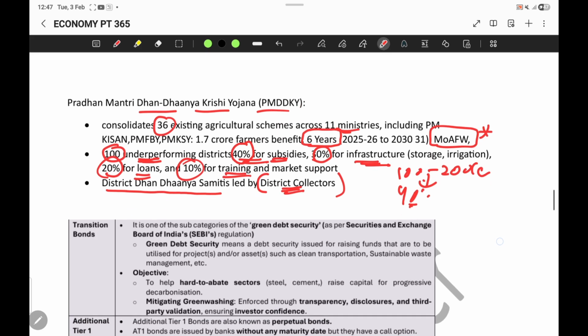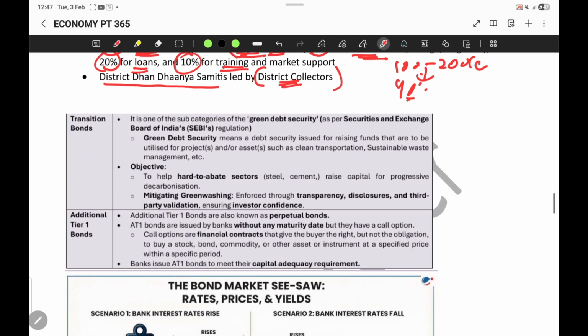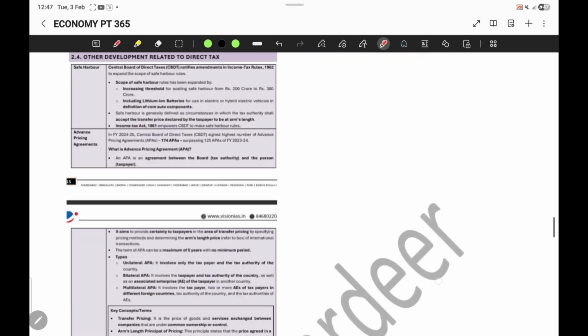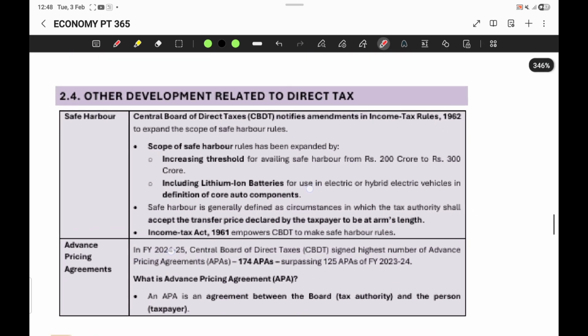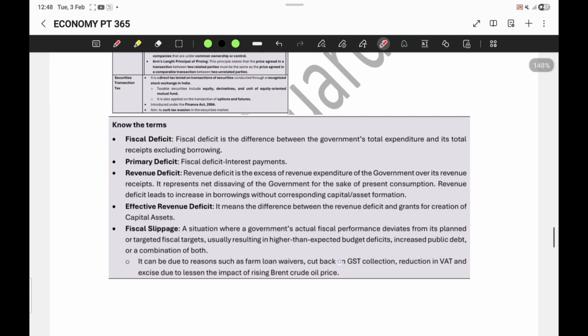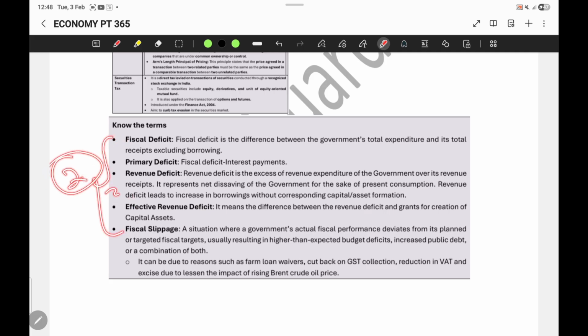I have attached some images below, like transition bonds, additional tier 1 bonds, and what is a bond market. Just have a basic look at these to understand the things correctly. Last year, two questions were based on deficits: fiscal deficit, primary deficit, revenue deficit. These things are very easy.